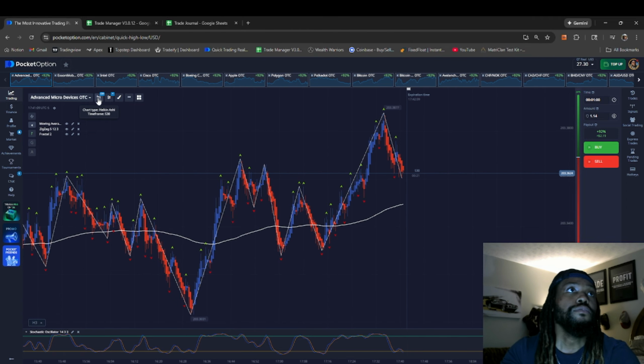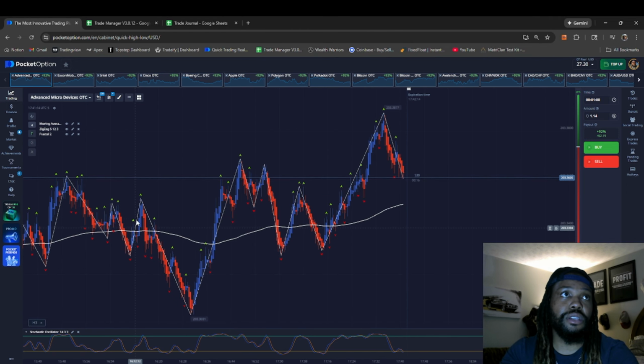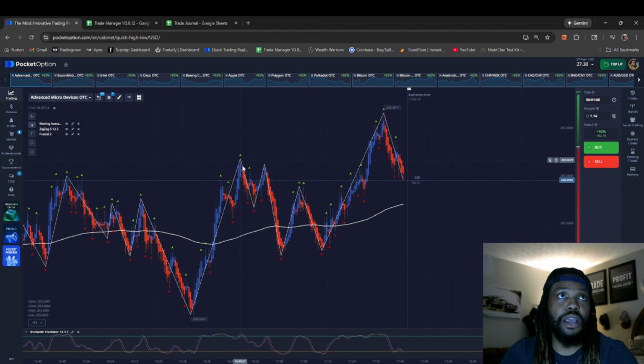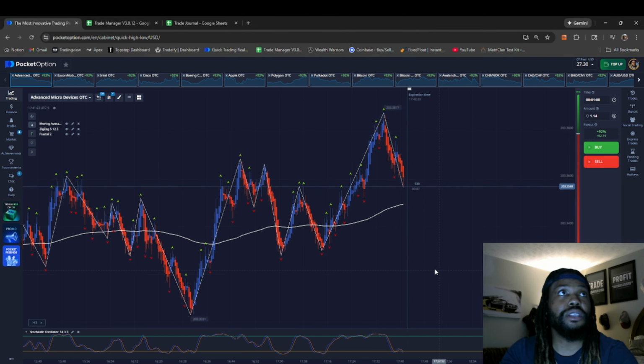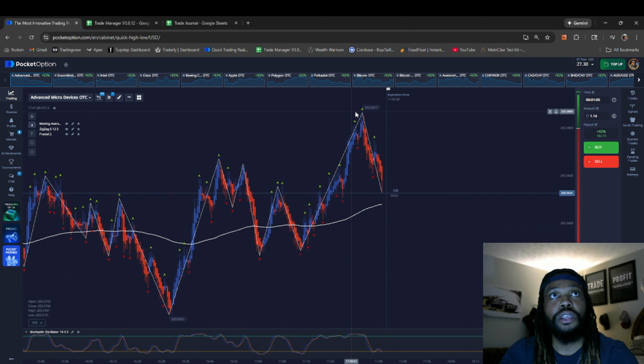Then I've got the zigzag indicator. It shows me my highs and lows clearly. I can see my higher highs and higher lows. It makes me see the swings easily. Then I've got the fractals. Fractals are the turning points on each time frame.